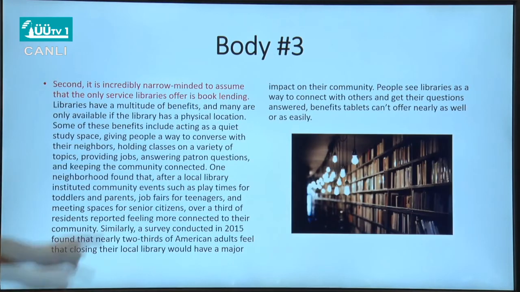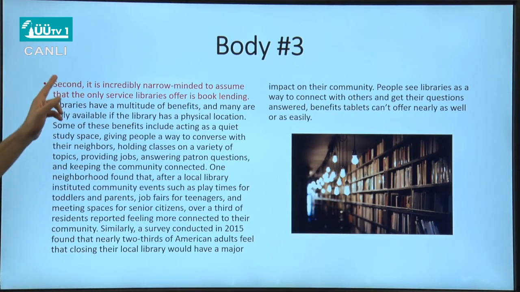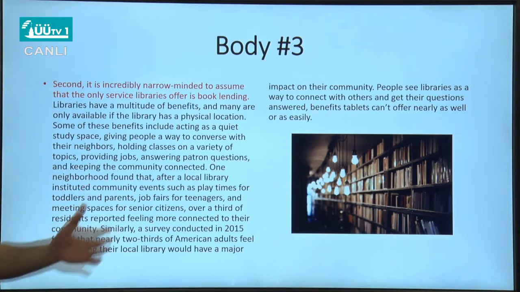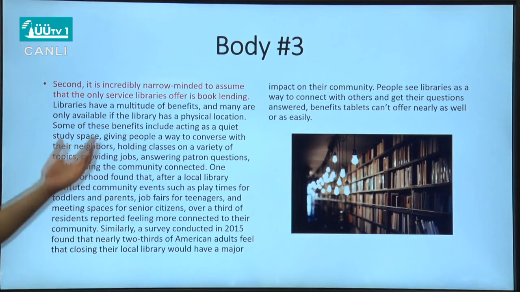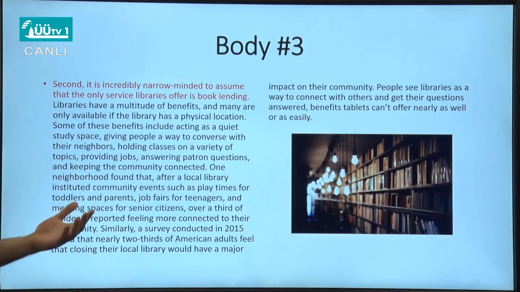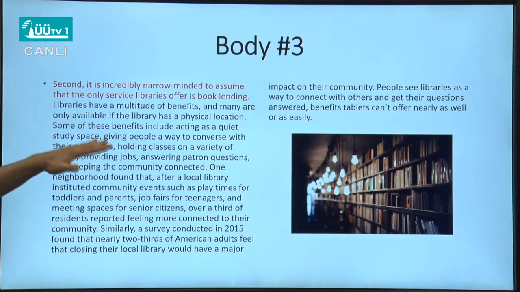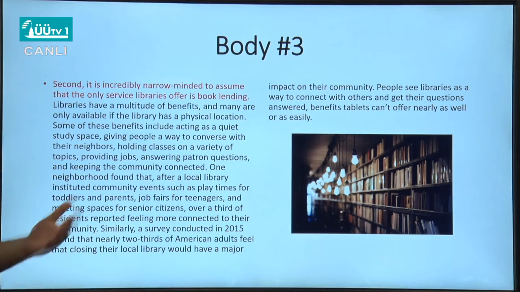So in body paragraph 3, there is an interesting point I have made here. I've used the conjunction of second. This cohesive device is going to add some idea to its previous paragraph. The previous paragraph was against the topic, so probably this one is against the topic as well. So I have given 2 body paragraphs against the topic and 1 body paragraph for the topic. So let's read it together.